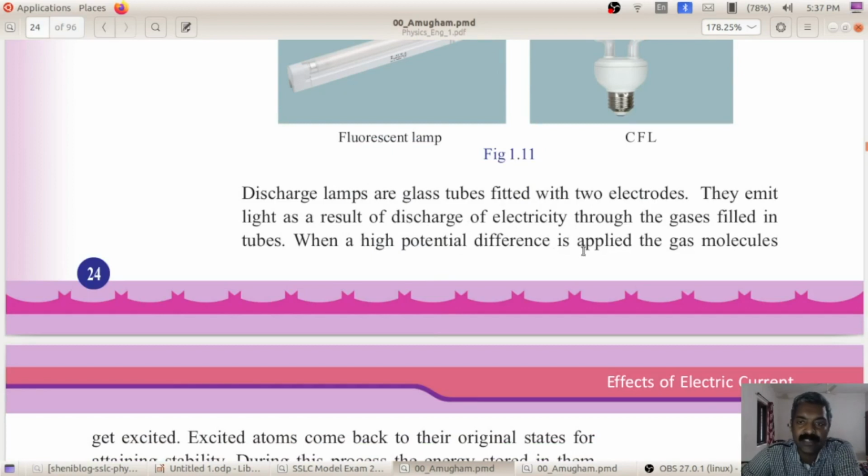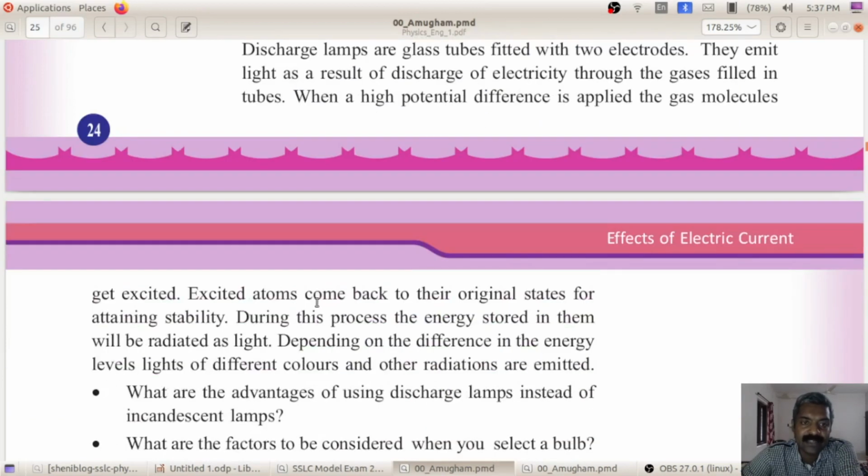When a high potential difference is applied, the gas molecules get excited. The excited atoms come back to their original state for attaining stability. During this process, the energy stored in them will be radiated as light.